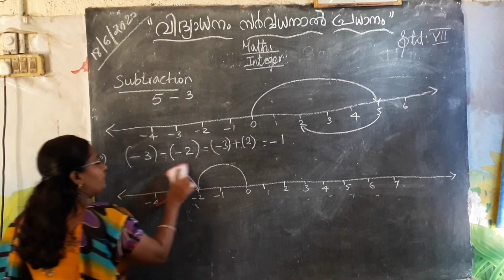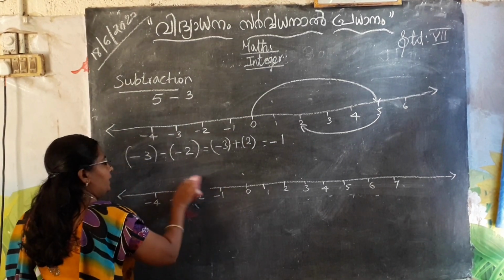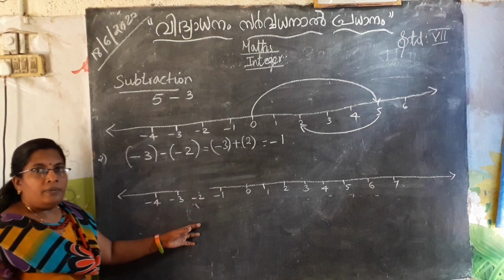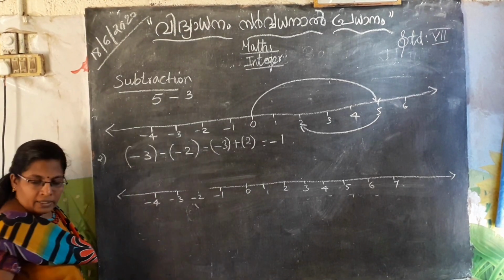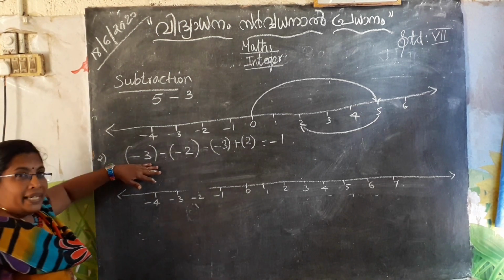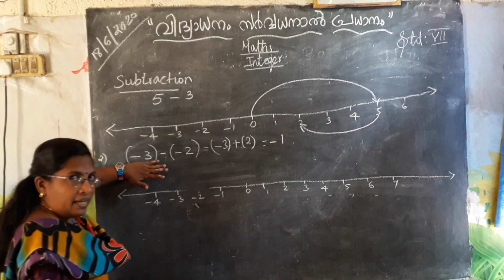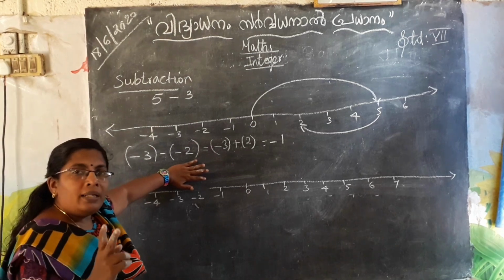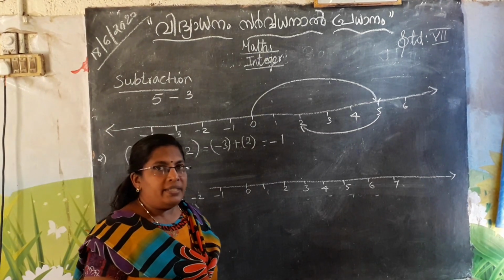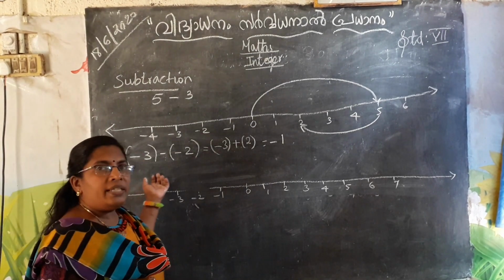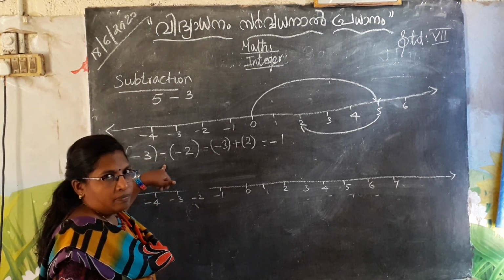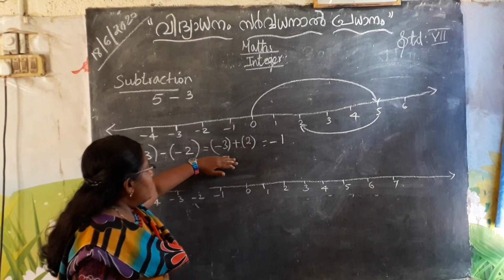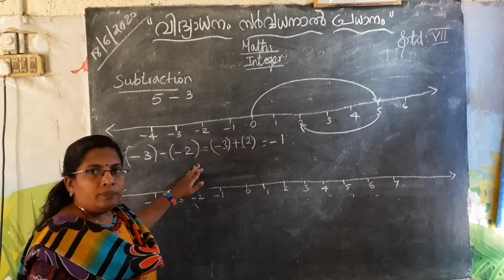See here. In the number line, we should once again see -3 and -2. Both are negative integers. -3 is one negative integer, -2 is another one. We are going to subtract. When we subtract, there is one rule.